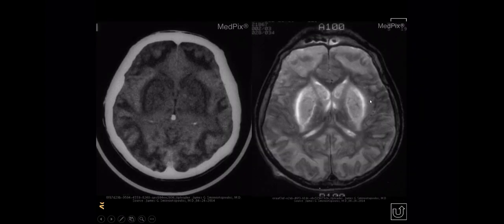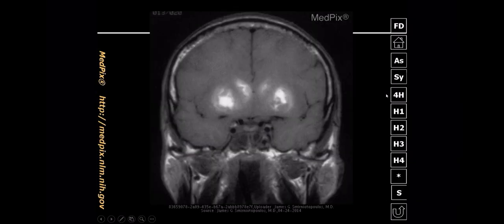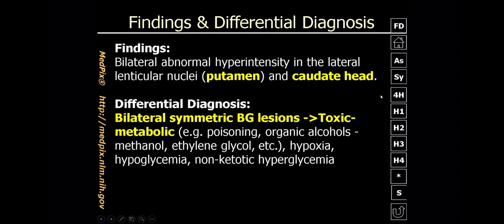So he comes in. And he has these images here, the CT and the MR. Again, we have multiple lesions. They're bilateral. They're symmetric. In this particular case, they're involving the caudate and the lenticular nuclei, but not so much involving the thalamus. He has hemorrhage in the caudate nucleus and hemorrhage in the lenticular nucleus. And these lesions, the putamen and the caudate head, suggest some kind of a toxic or metabolic process.